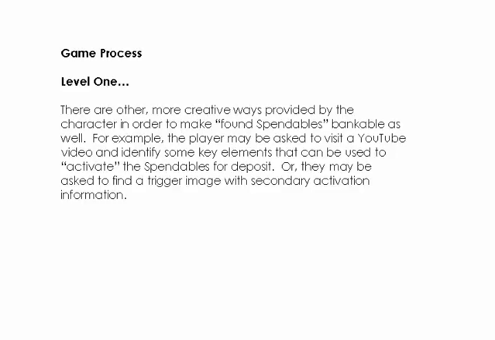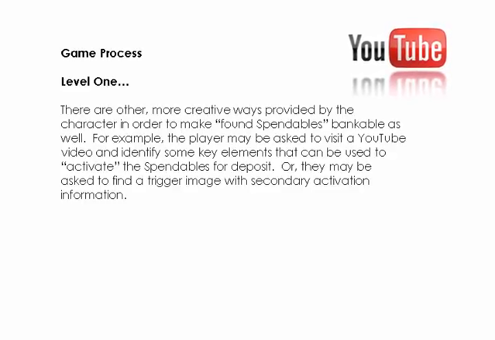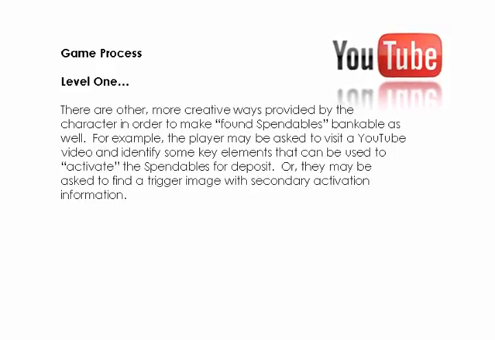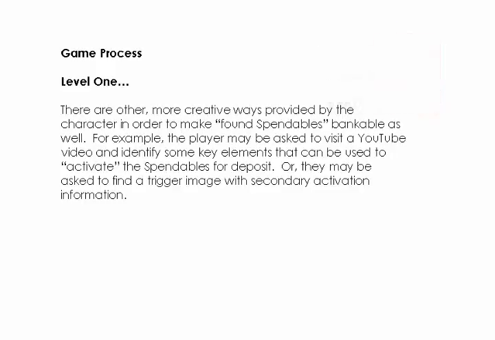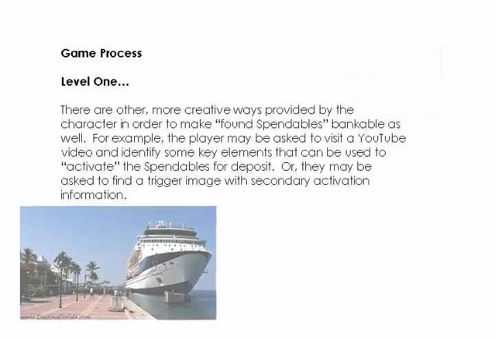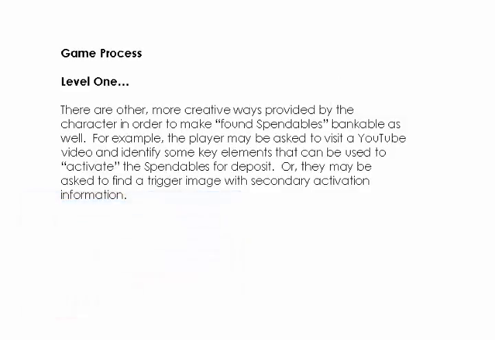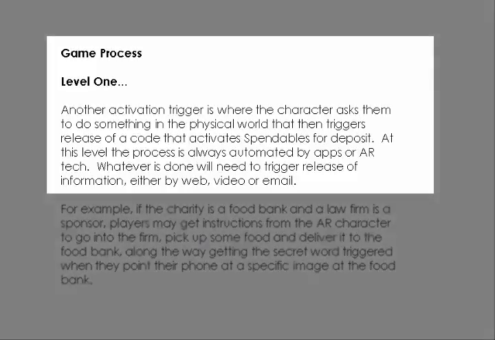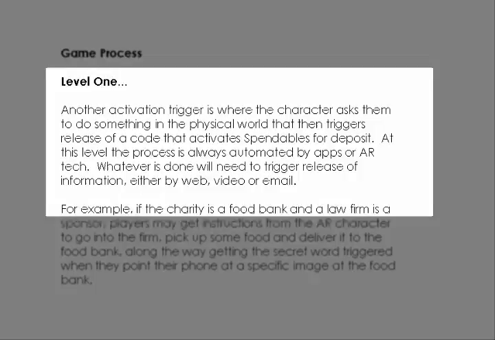For example, the player may be asked to visit a YouTube video and identify some key elements that can be used to activate the spendables for deposit. Or they may be asked to find a trigger image with secondary activation information. Another level 1 activation trigger is where the character asks them to do something in the physical world that then triggers release of a code that activates spendables for deposit. At this level, the process is always automated by apps or AR technology. Whatever is done will need to trigger release of information, either by web, video, or email.